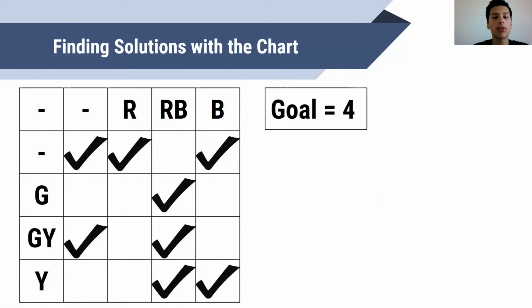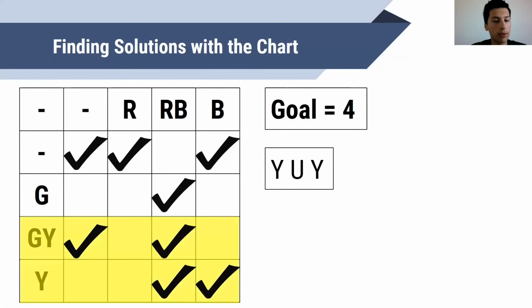So now finding solutions with the chart. So in the real game, you're going to be given a goal and you're going to have to find solutions with the chart. How would we do that with the chart? So let's say we have a goal of 4. I brainstormed some solutions, and these solutions are pretty simple by looking at the chart. So the first one is yellow or yellow. That's just all the yellow cards. So very simple, look in the yellow category, 1, 2, 3, 4.